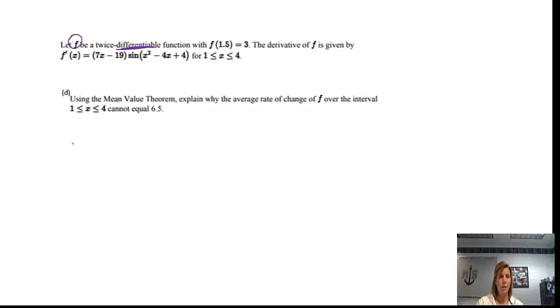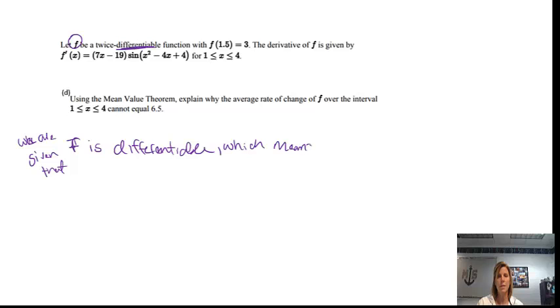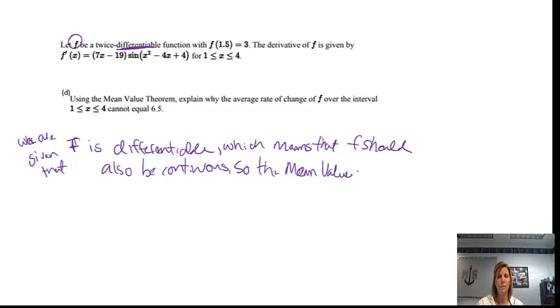So I'm just going to say f instead of the function, because we know that the function is f. F is differentiable. We are given that f is differentiable, which means that f should also be continuous. So the mean value theorem should apply because we've decided that.